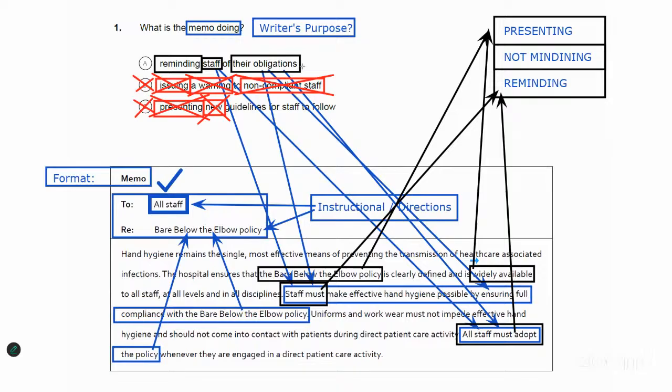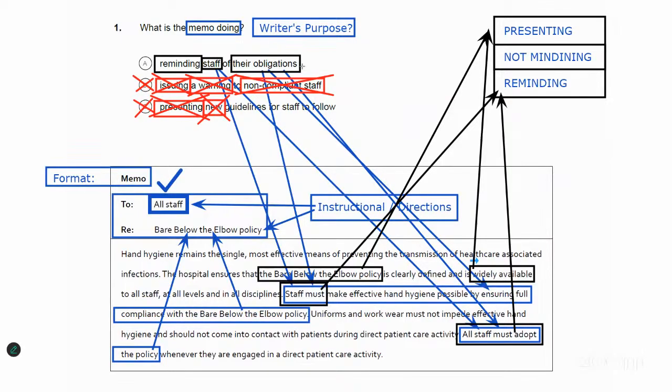Now see here, option A, reminding staff of their obligations. Text says staff must make effective hand hygiene possible by ensuring full compliance. Text says all staff must adopt the policy. So it is a direct reminder of duty, must. That's it. Next one, B, issuing a warning to non-compliant staff. Is there any threatening language? Is anyone warned? No. It says what staff must do, but no punishment or threat.